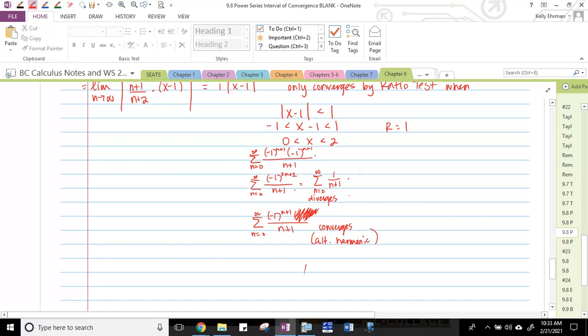Okay, so that means that I can include 2 in my interval of convergence. So the interval is not including 0, but yes, including 2. The radius of convergence is still 1. Even if you're not including one of the endpoints, it's still 1.